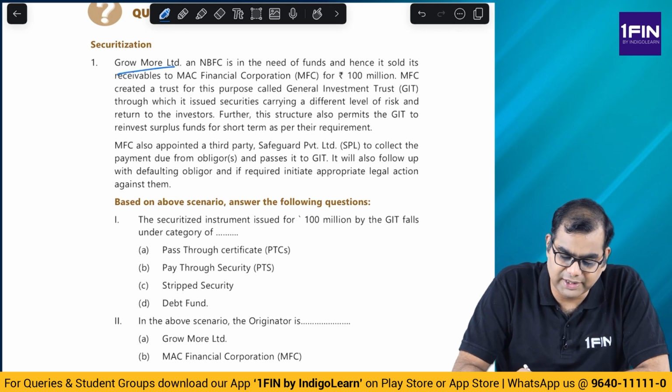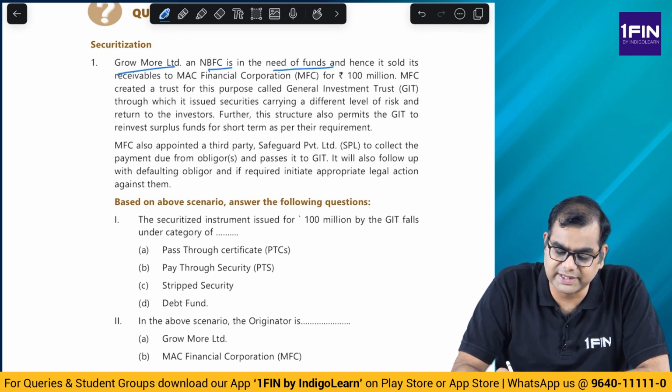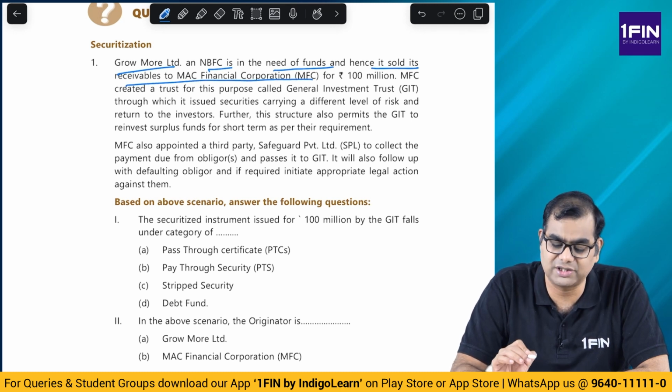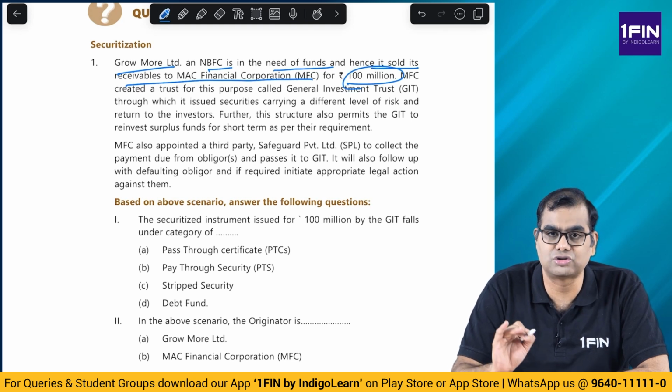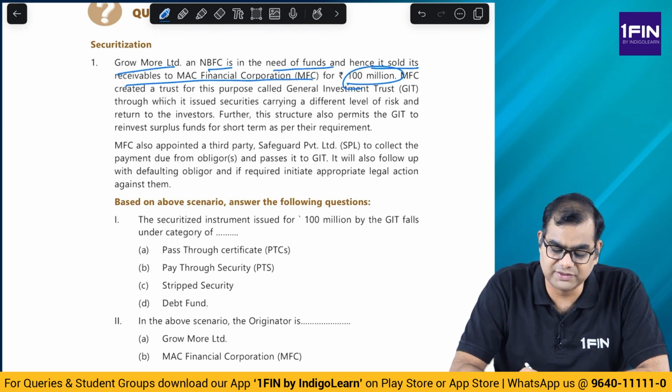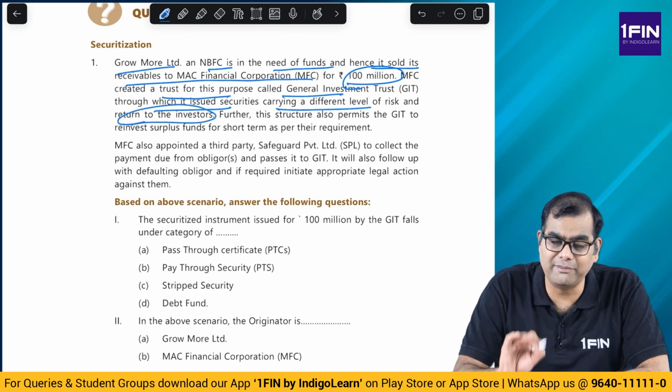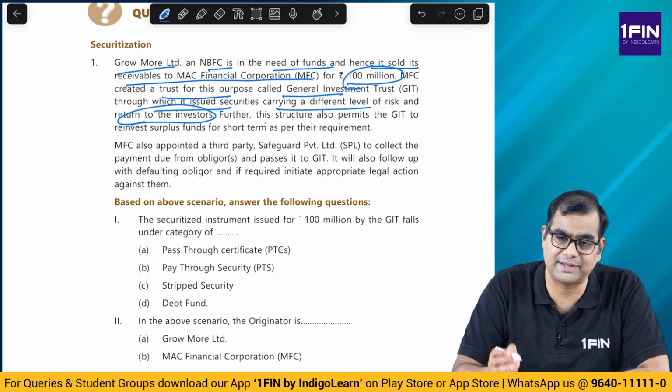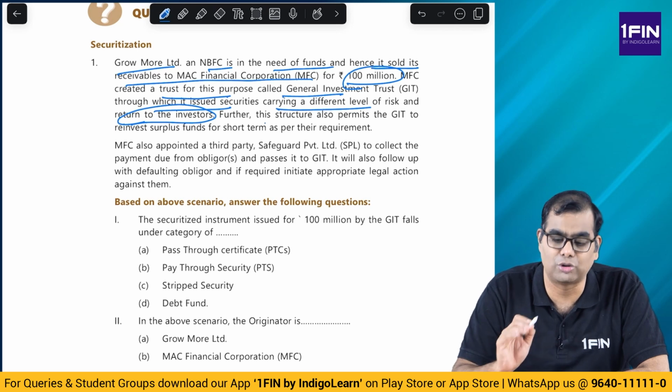Growmore Limited, an NBFC, is in need of funds and hence sold its receivables to MAC Financial Corporation, MFC, for 100 million. So Growmore sold something to MFC. MFC created a trust for this purpose called General Investment Trust, through which it issued securities carrying a different level of risk and return to investors. So MFC did something for investors. MFC purchased something from Growmore.